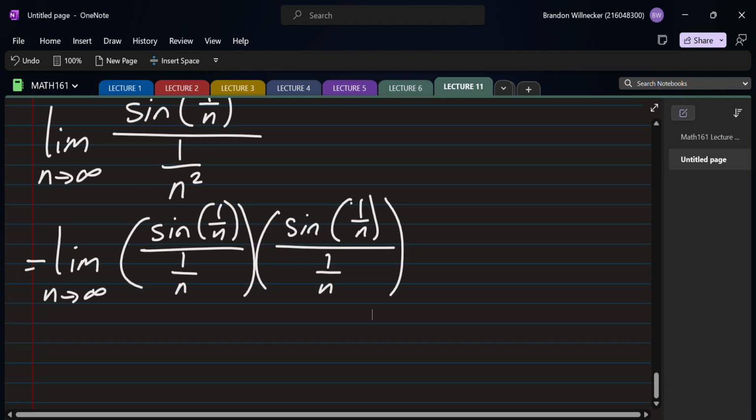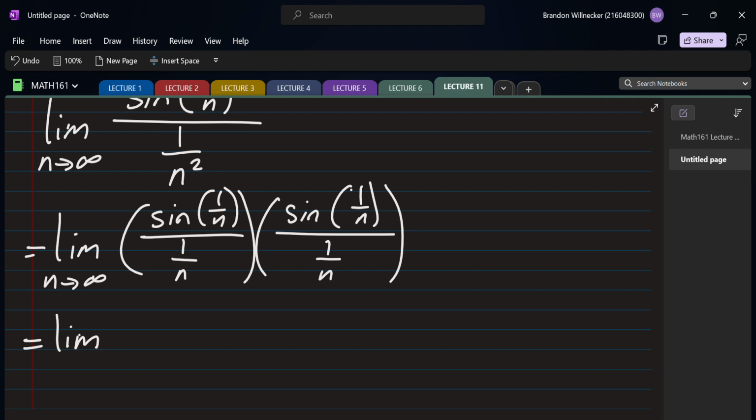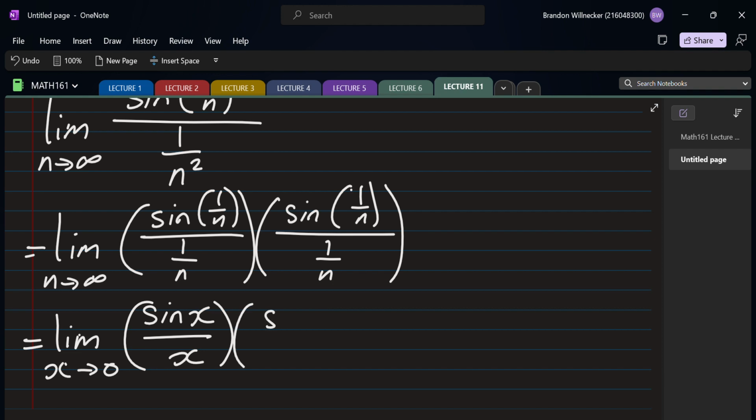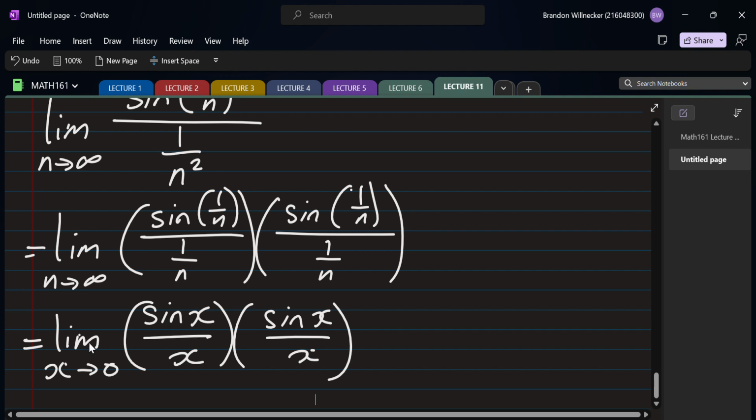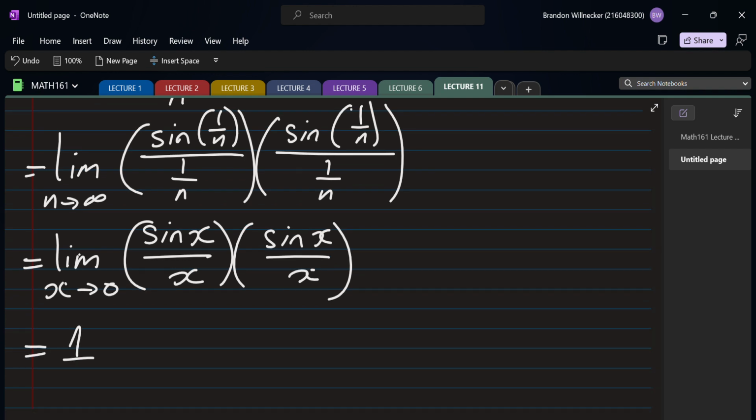Okay, so this might still look a bit confusing, but let's do a change of variables. I'm going to replace 1 over n with x. It doesn't have to be x, but that's just a dummy variable. So x goes to 0, sine of x over x, and we have sine of x over x. Now we know what the limit of this is. If we take the limit as x goes to 0 of sine of x over x, that's going to be 1. So the first bracket is 1, the second bracket is 1, and so we just get 1, which is indeed greater than 0, so that means both converge.